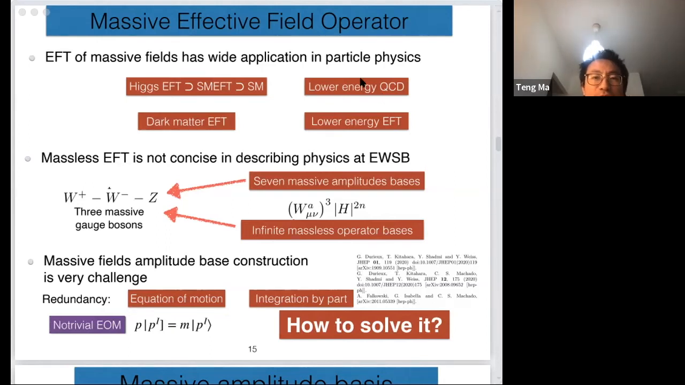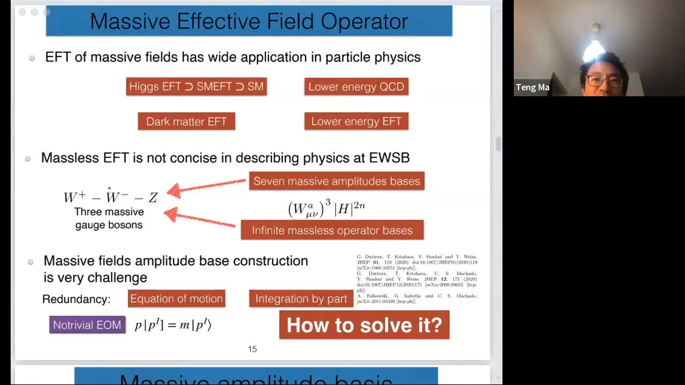And the low energy QCD, dark matter EFT, and low energy EFT are all massive EFTs. And the massless EFT is not concise in describing the physics at the electroweak scale. For example, there are a total of seven operators for three massive gauge bosons, but in the standard model EFT, there are infinitely many operators contributing to this interaction.